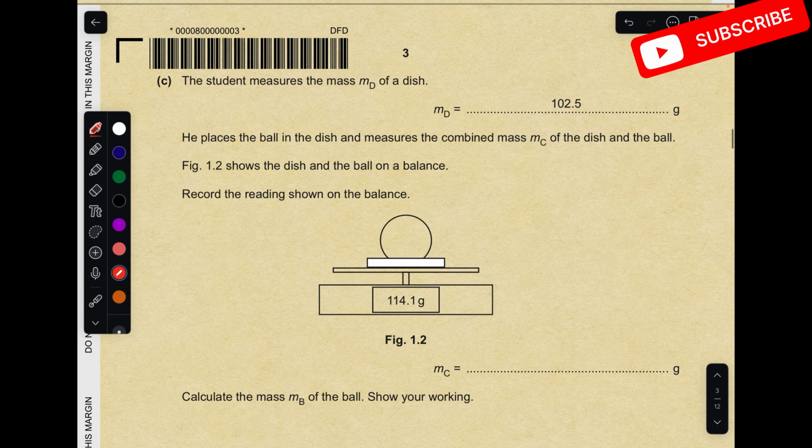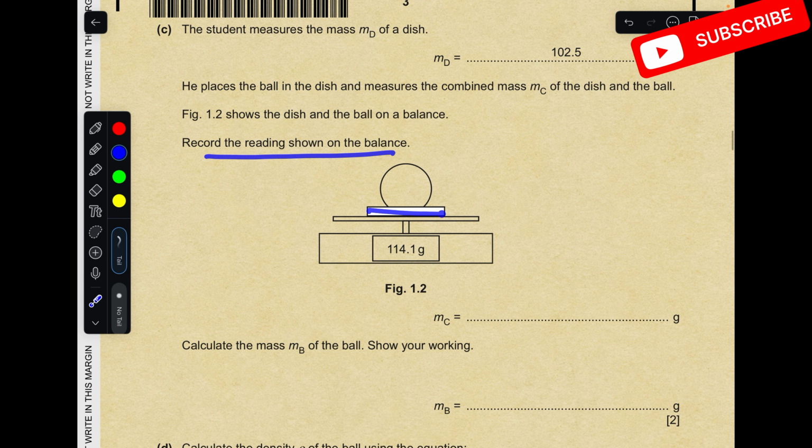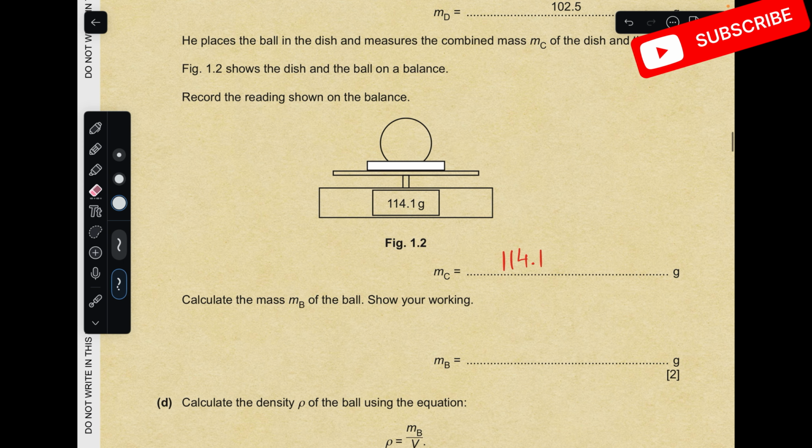For part C, the student measures the mass md of the dish. He places the ball in the dish and measures the combined mass mc of the dish and the ball. The diagram shows the dish and the ball on the balance; record the reading. They have shown you the dish, they have shown you the ball, and they have shown you the reading. You just have to look at it and write down the value. It is 114.1 gram.